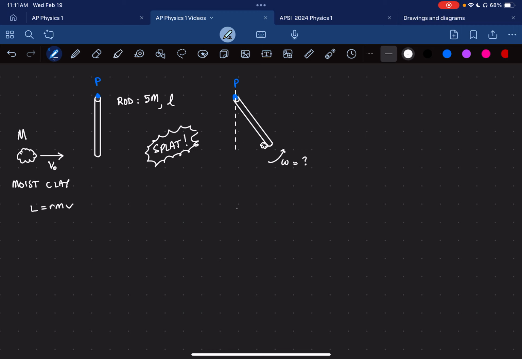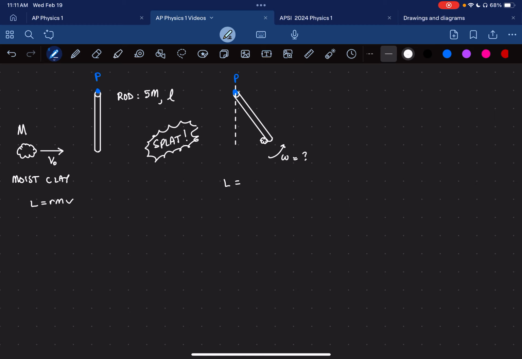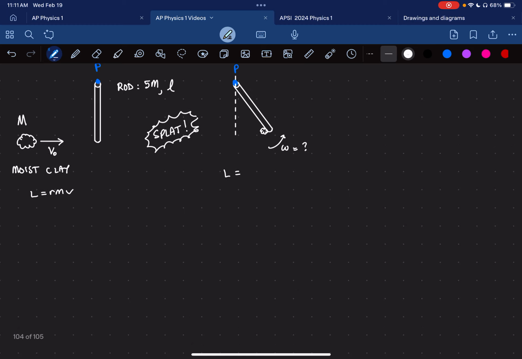On the right side, the angular momentum, because this rod clay system is rotating, is just going to be I of the system times omega, and that's what we want to figure out. And this is the final, and this is the initial. So let's solve this for real. The initial angular momentum is equal to the final angular momentum. Everything on the left here is the initial. That's RMV. Let's deal with R right away.